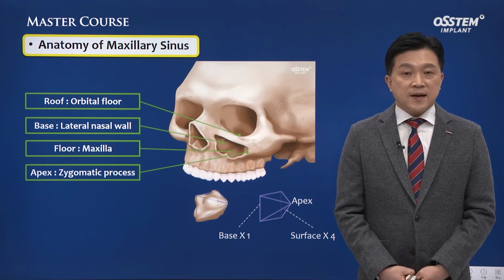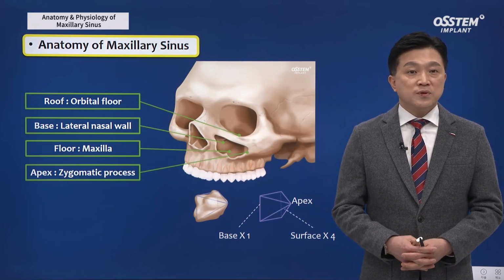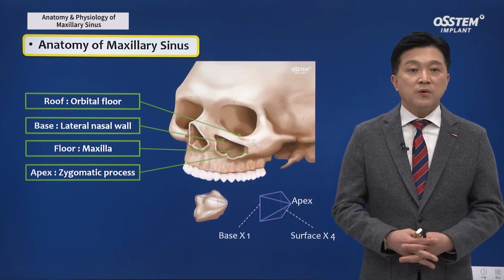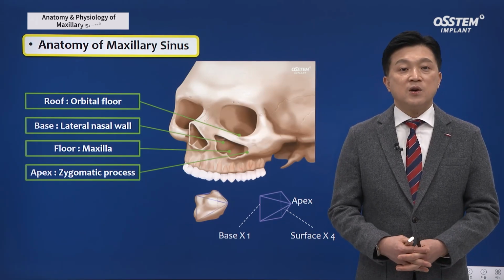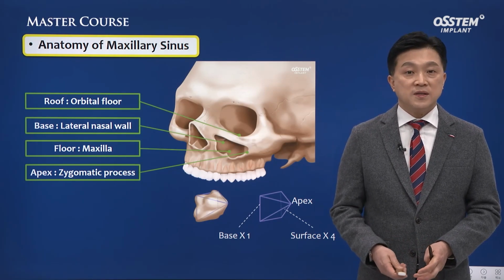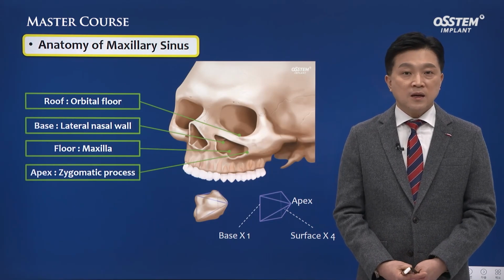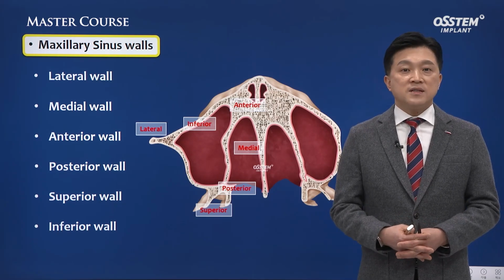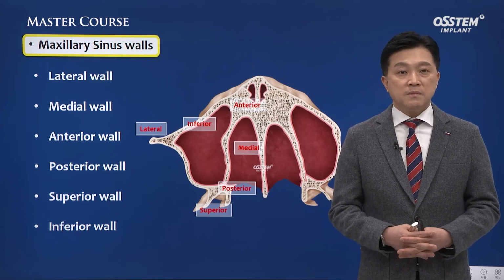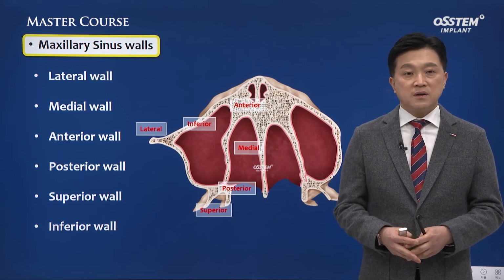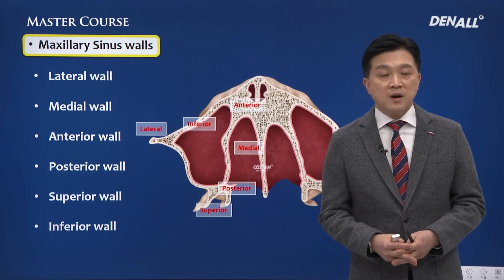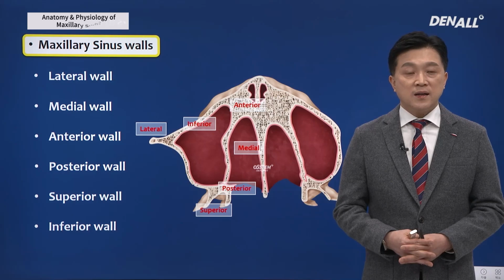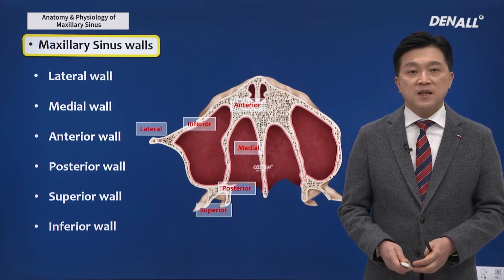If you take a closer look at the maxillary sinus, the roof is orbital floor, base, lateral nasal wall, floor, the maxilla, apex, the zygomatic process. It has quadrangular pyramid type of form. If you look at the maxillary sinus wall, there is lateral wall, medial wall, anterior wall, posterior wall, superior wall, and inferior wall. They're all important, and I want to talk about certain walls more specifically.